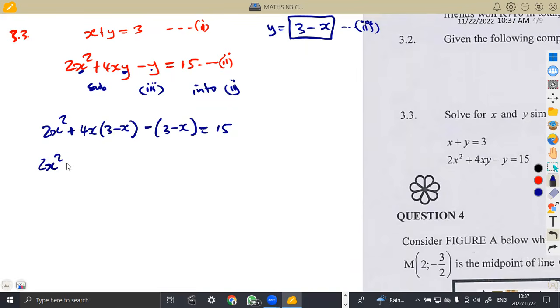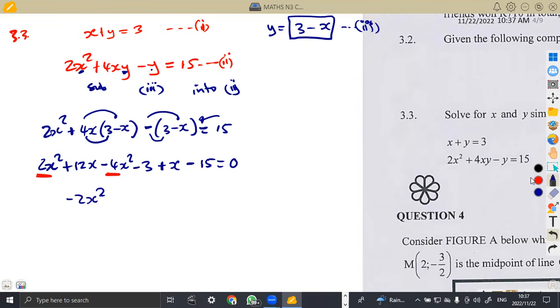So 2x squared, 4x, and 3, that is going to be 12x, 4x, and minus x, we've got minus 4x squared, minus 1 times 3, which is -3, minus and minus, which is a positive x. Then taking 15 to this side is going to be -15 is equal to 0. Okay, so that's a quadratic equation that we have. Let's collect like terms. 2x squared minus 4x squared, 2 minus 4, that's -2x squared. We move on to x, so we've got 12x plus x, which is 13x. Then constants, -3 and -15, which is going to give us -18 is equal to 0.